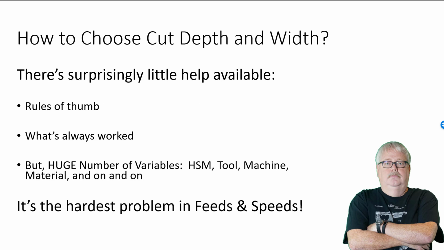So how are we going to choose cut depth and cut width? There's surprisingly little help available today. Most machinists operate by rules of thumb, what's always worked. I've seen some software out there that makes a very pretty job of just presenting the rules of thumb as though it had calculated something. But the reality is, this is the hardest problem to solve in feeds and speeds. There are a huge number of variables at stake, and each one of them can change what the right combination of cut depth and cut width is for your machine. Okay, so let's figure this out.